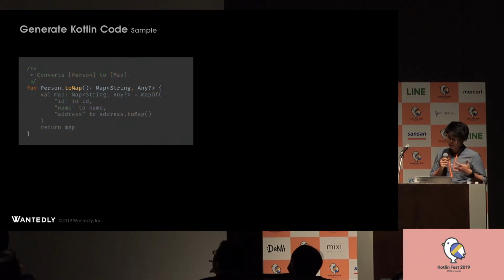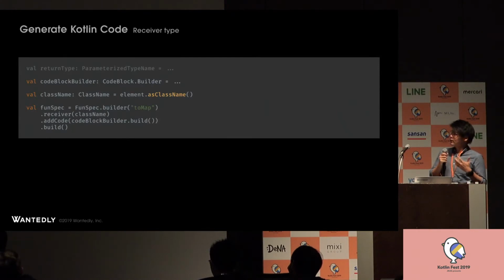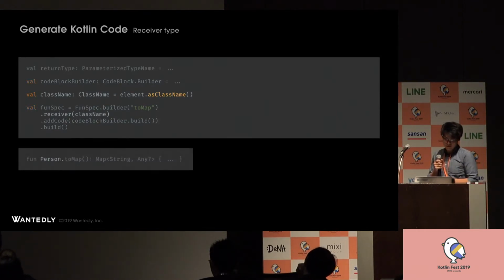Here we want to specify that this function is an extension function of a receiver type Person, and it returns a Map of String and nullable Any. Adding on to the FunSpec that we had created before for our code block, we will then specify the receiver type by passing in the class name of our element.